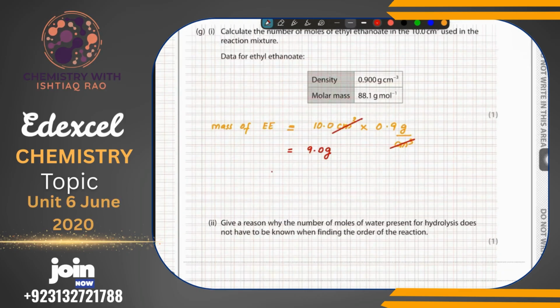It's going to be 9.0 divided by 88.1. This is the molar mass. Then I would be getting the moles of ethyl ethanoate. What's the answer for this one? I got the final answer as 1.022 times 10 raised to negative 4, negative, huh? Times 10 raised to 4. Minus 4.